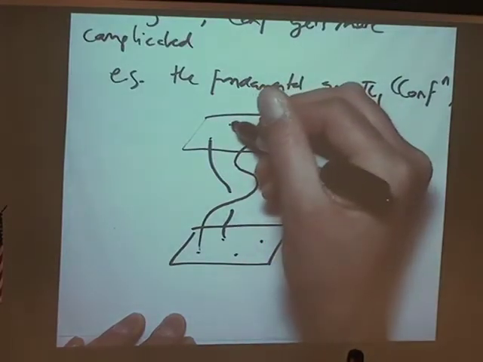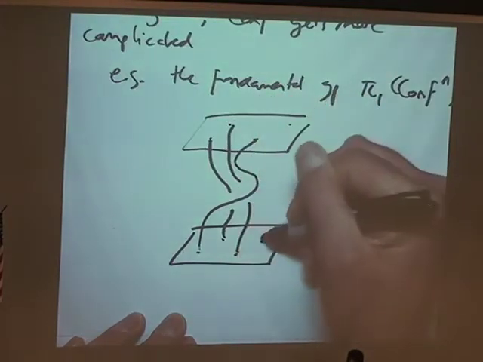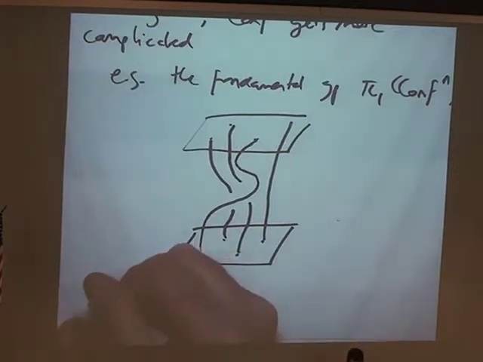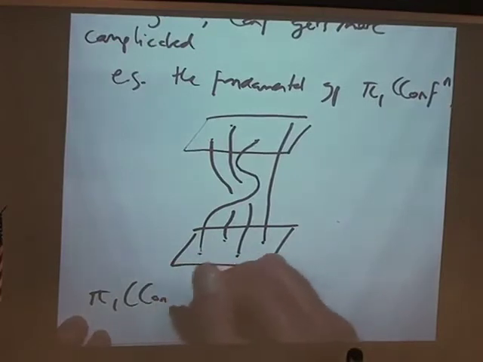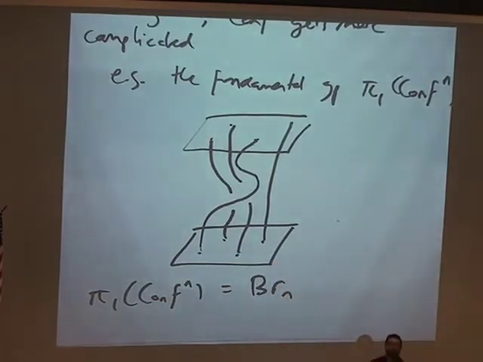I've given myself a drawing challenge here. Maybe this guy goes here, and then this guy kind of maybe stays over here. And of course, this is a picture of a braid. And composition of two loops just corresponds to stacking two of these diagrams atop each other. And so, in the end, the fundamental group of this space is the Artin braid group on n strands.